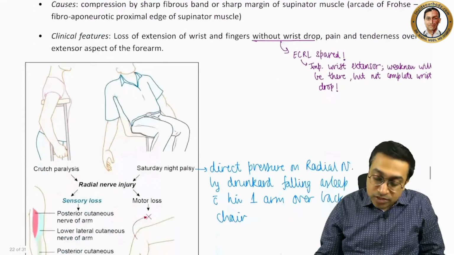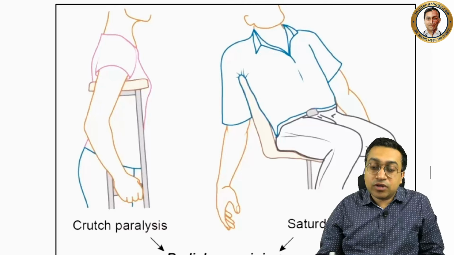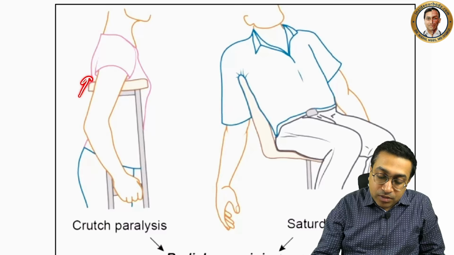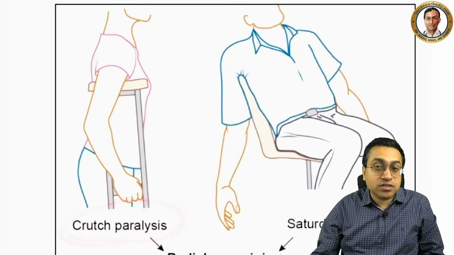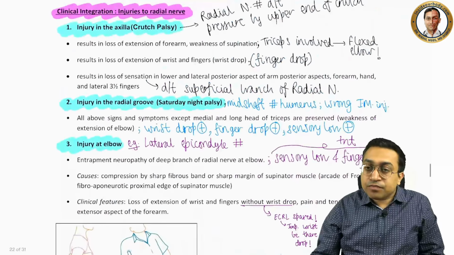You can see this photograph, this kind of image, where you can see the pressure is put in the axilla region. So this is also known as crutch paralysis. That is very important.